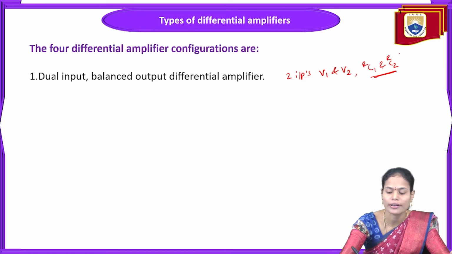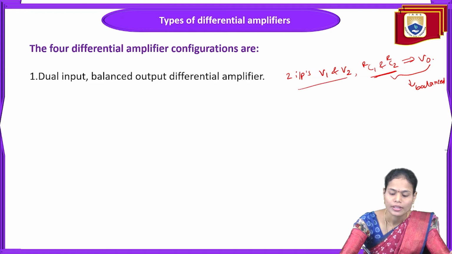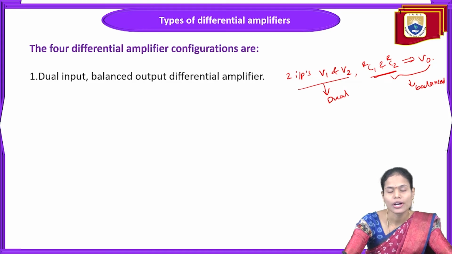Between RC1 and RC2 we will measure the output voltage, so that we can say it is the balanced output. And we are providing the two inputs, so that's why it is dual input. So we can call it a dual input balanced output differential amplifier. For this amplifier, we are providing the two inputs and we are taking the common output.